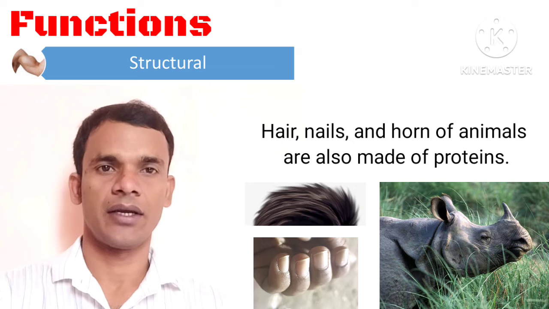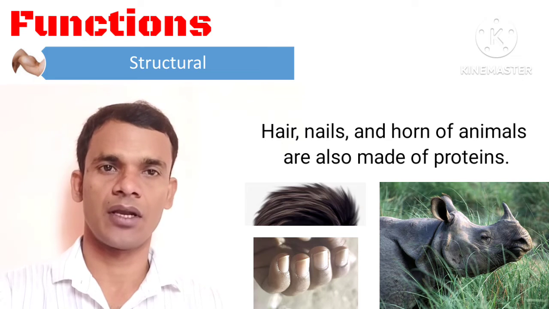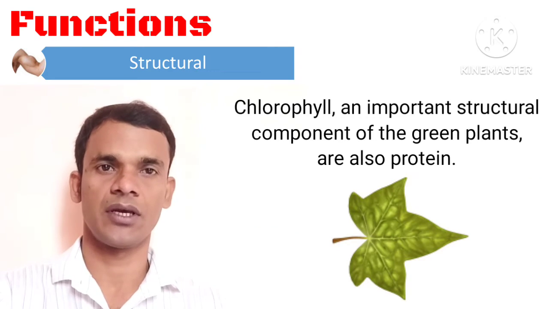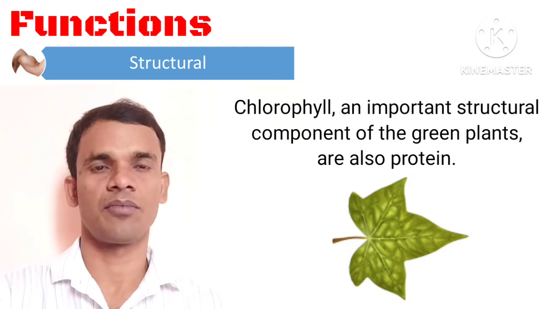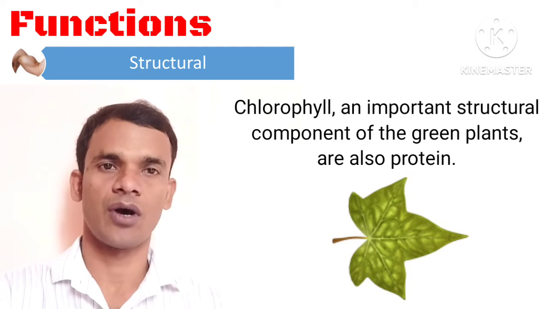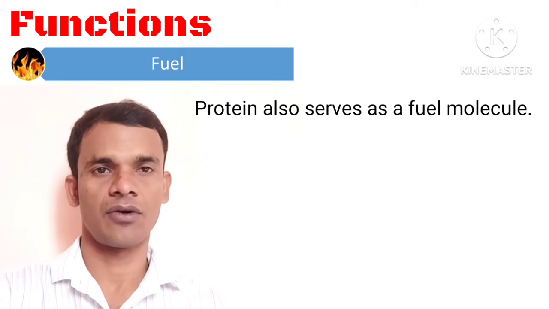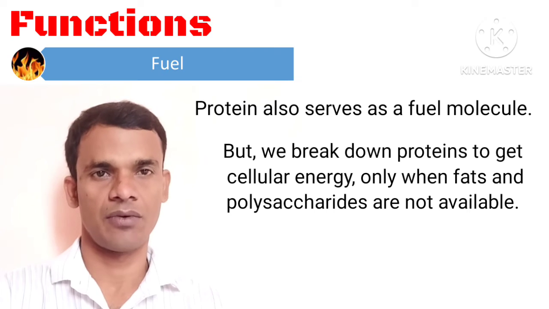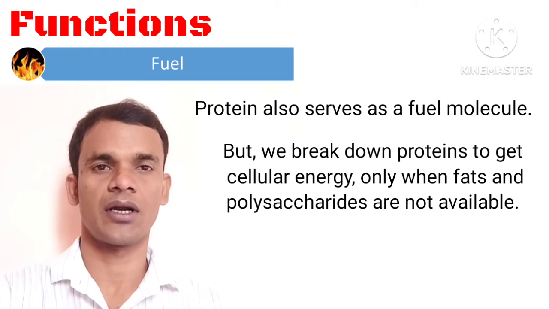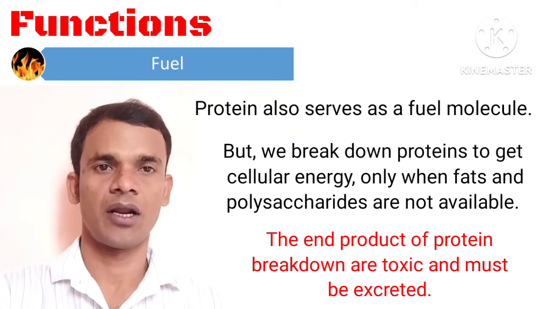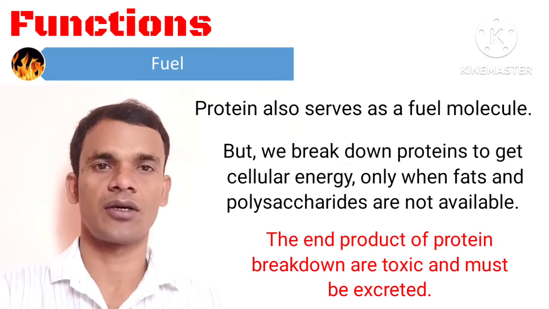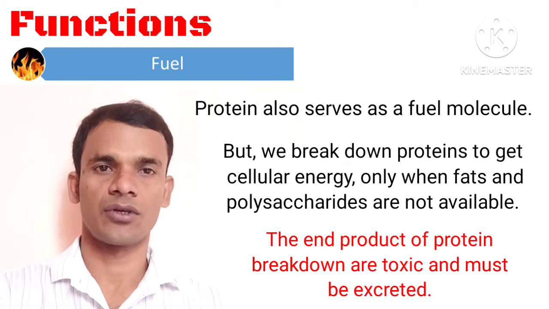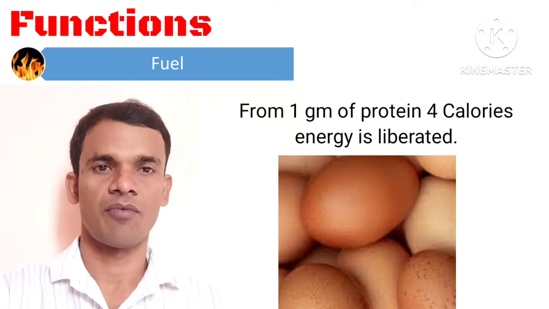In fact, hair, nails and horns of animals are also made of proteins. Chlorophyll and important structural components of the green plants are also proteins. Apart from the structural role, it serves as a fuel molecule. But we break down proteins to get cellular energy only when polysaccharides and fats are not available. But unlike sugar and fatty acids, the end products of protein breakdown are toxic and must be excreted from the body in the form of urine. From 1 gram of protein, we can get the same energy as sugar.